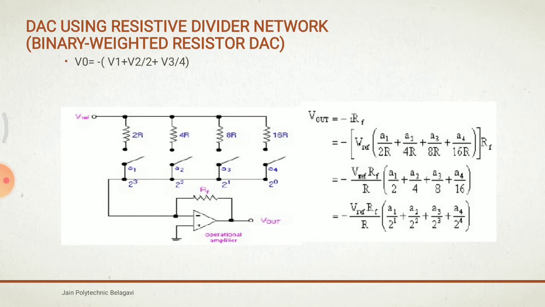The output voltage Vout would be equal to the sum of V1 and V2 divided by 2, and V3 divided by 4. So V1 corresponds to the most significant bit, while V3 corresponds to the least significant bit, LSB. Here you are getting Vout, the output voltage, inverted, which means your signal should be inverted. Vout equals minus, in brackets, V1 plus V2 divided by 2 plus V3 divided by 4, like that. You will get the output voltage.